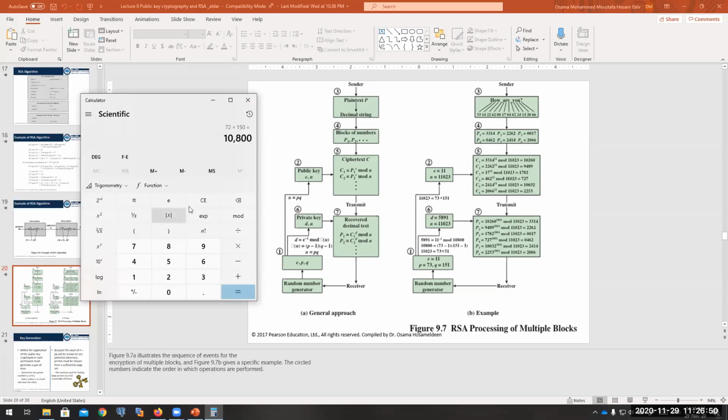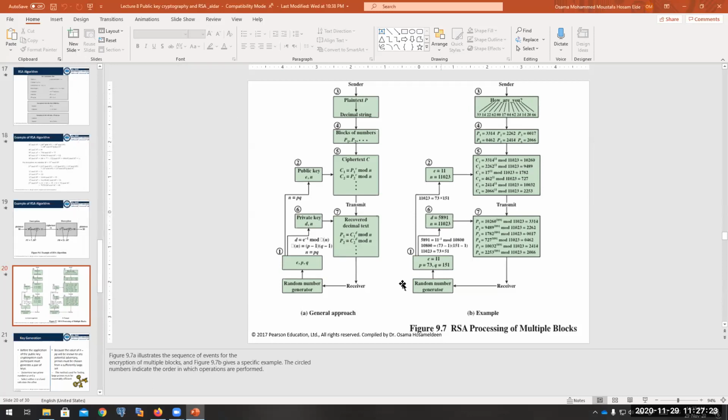Okay, so multiply it like 73 multiplied by 151. No, sorry, this is not 73. 73 multiplied by 151 equals what? 11,023. Oh, okay. φ(n). Okay. Now I got this. This is just a small error here. It is a small error, not a big one.